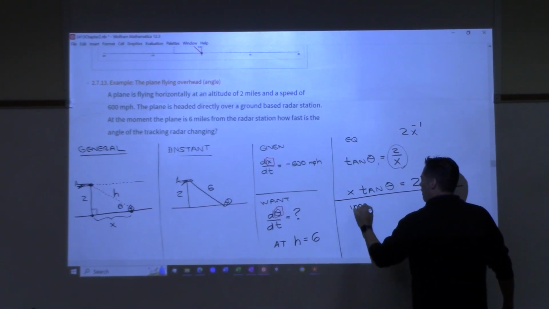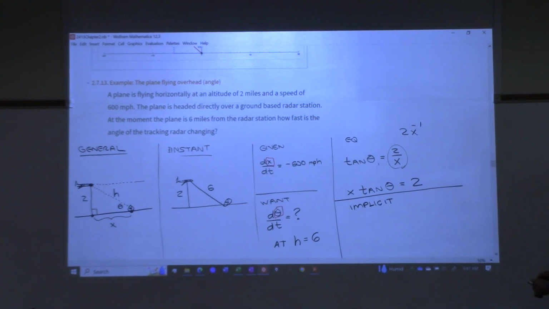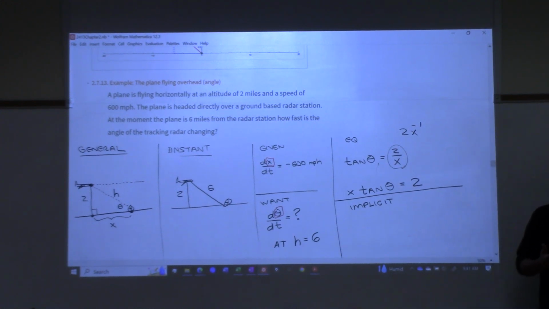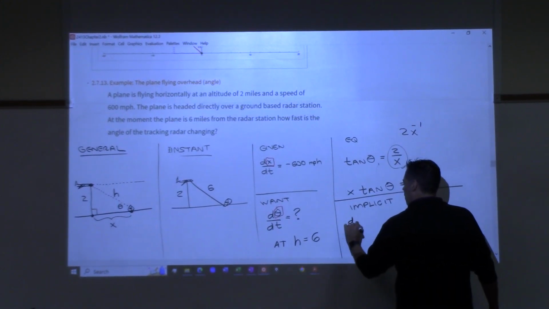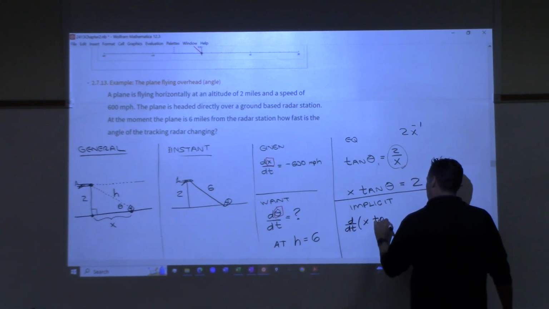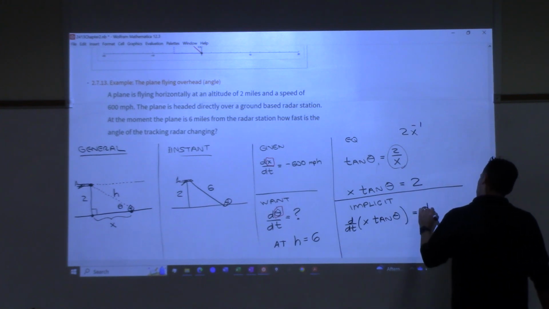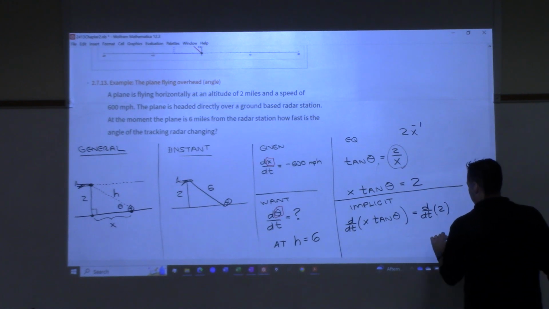What am I differentiating with respect to? T again, right? Time. Most of the problems in this section you're going to be differentiating with respect to time because you're going to be talking about speeds, feet per second, miles per hour. So I take my derivative with respect to time on the left. That is a product. And then equals the derivative with respect to time on the right, and that's a constant.